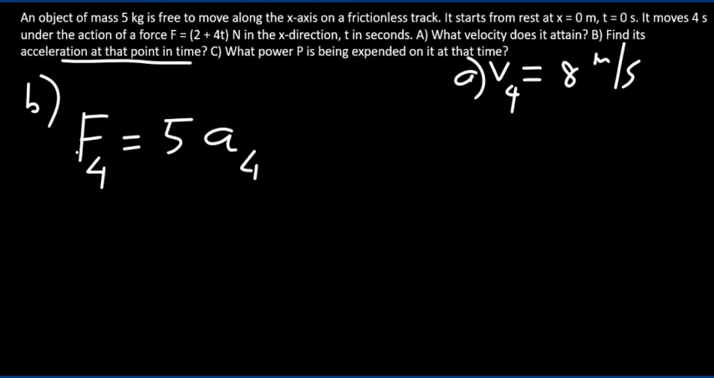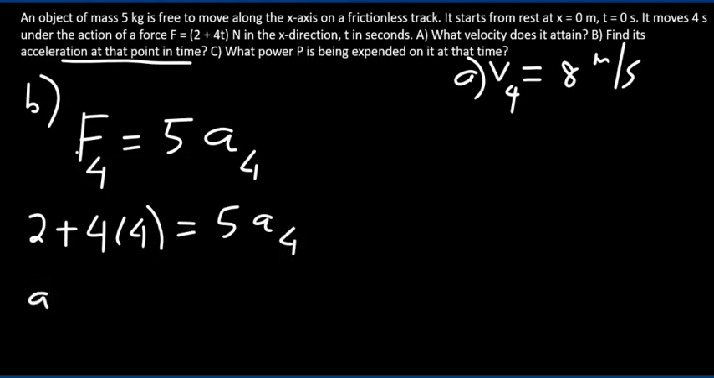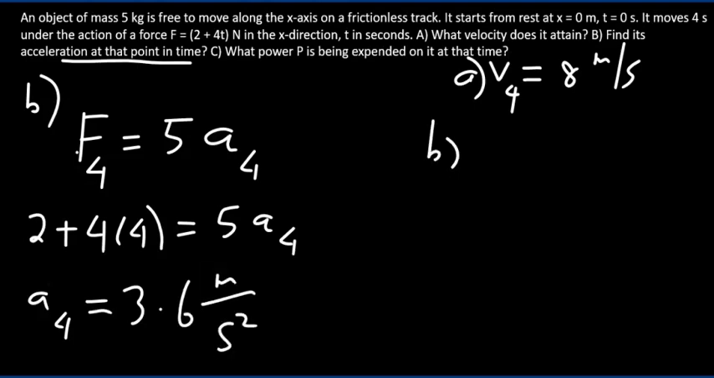Force at t equals 4 seconds is 2 plus 4 times 4, and that equals 5 times a4. So a4 equals 3.6 meters per second squared. So that is the answer for part B. Acceleration at t equals 4 seconds is 3.6 meters per second squared.